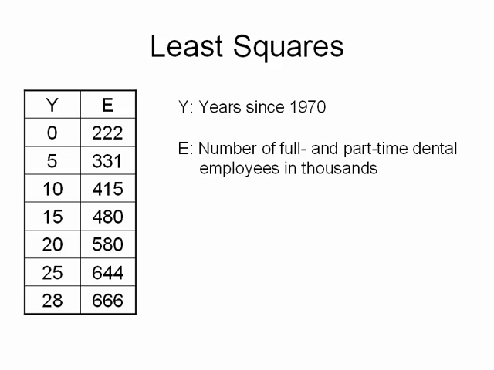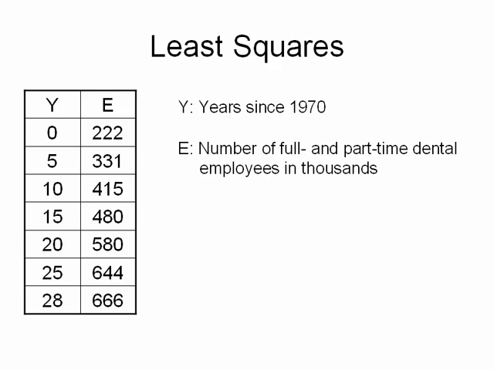So let's take a look at a set of data. We have a column that has Y in it for years since 1970, and another column called E, which is the number of full and part-time dental employees in thousands. So in the years column, we have 0, 5, 10, 15, 20, 25, and 28. And corresponding to those numbers, we have 222, 331, 415, 480, 580, 644, and 666.